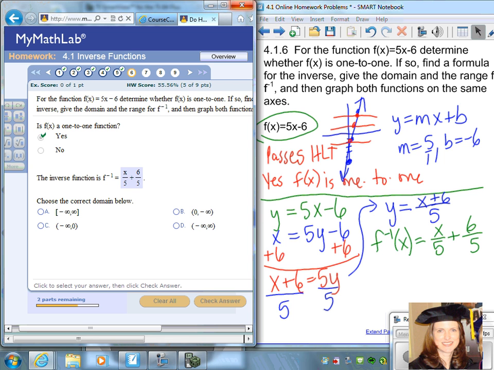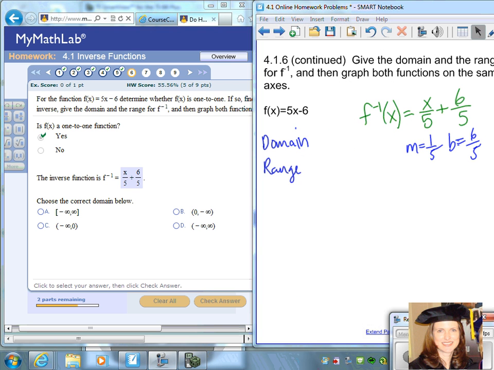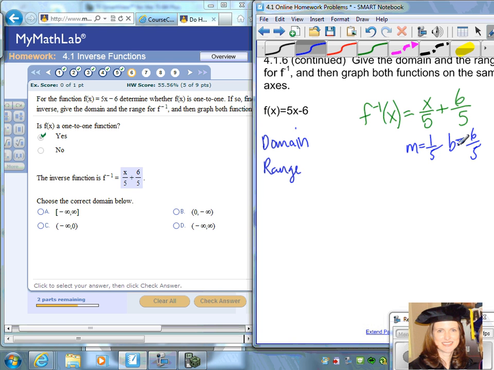To determine the domain and range, you can recognize the inverse as a linear function. The inverse, f inverse of x, is x over 5 plus 6 over 5. This is also in the form of mx plus b, like a linear equation. And the slope is 1/5 and the b is 6 over 5. If you do just a rough sketch, the y-intercept is 6 over 5, which is about 1.2. And then from there you're going to go up 1 over 5.